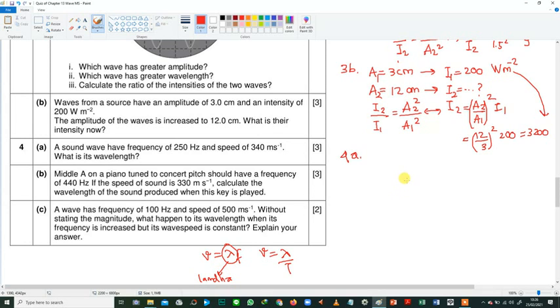Okay, 4A. What's the data we have here? We have the frequency. Frequency is 250, already an SI unit, no need to convert. And the speed, the V, is 340 meter per second. Here you have to find the wavelength. So remember the equation, wave speed equals wavelength times frequency, so to find the wavelength, it's wave speed divided by frequency, or 340 divided by 250.